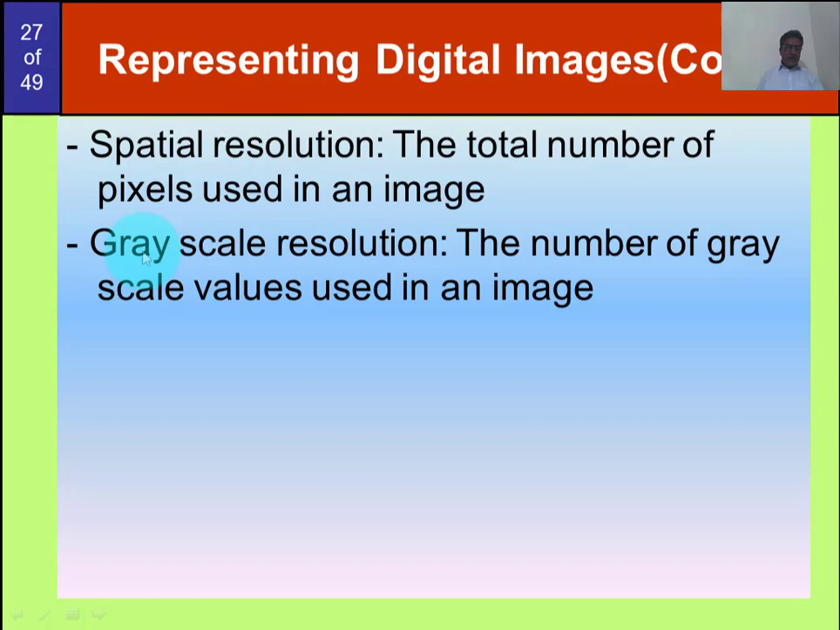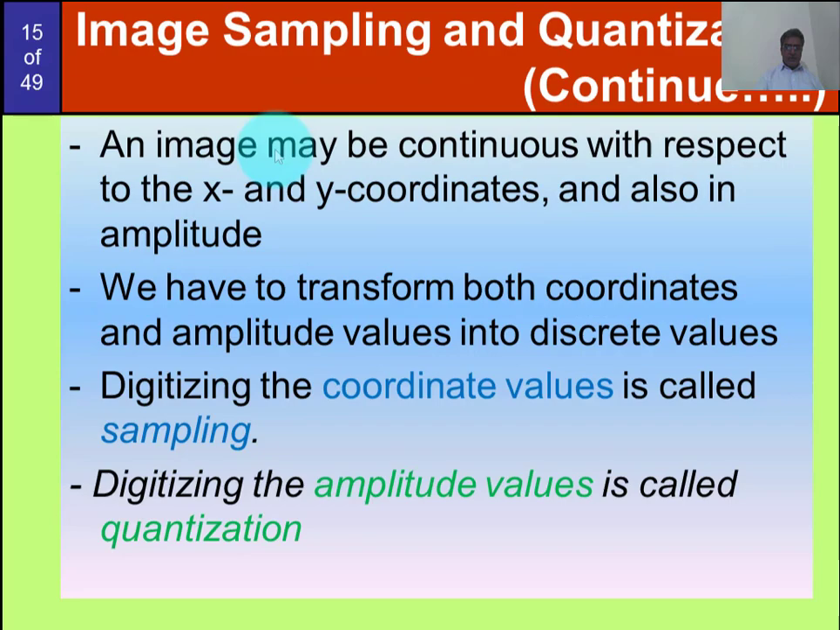Sometimes we also ask what the resolution of your computer screen is. Here we count the number of pixels at the column level and the number of pixels at the row level, and we multiply them to get the total number of pixels on our computer screen. So spatial resolution is the total number of pixels used in an image, and it is the product of columns and rows. Grayscale resolution is the number of grayscale values used in an image. And during sampling, we lost some number of rows and columns, as we have discussed in our previous slide.